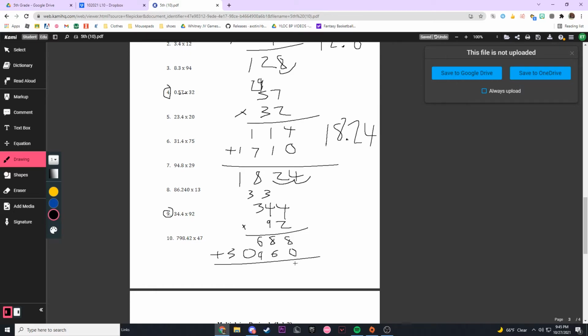So 8 plus 0 is 8. 8 plus 6 is 14, carry over the 1. 1 plus 6 plus 9 is 16, carry over the 1. 1 plus nothing is 1. And 3 plus nothing is 3. So now we look at how many numbers are on the right of the decimal place. And it's only 1, so we're going to move the decimal place to the left one time. So for number 9, our final answer is 3164.8.